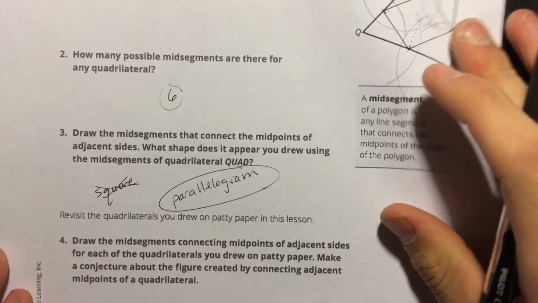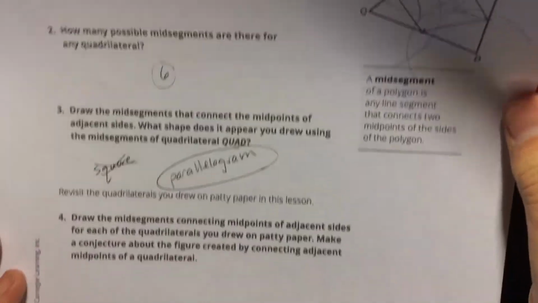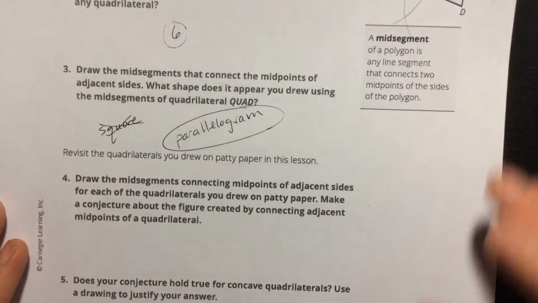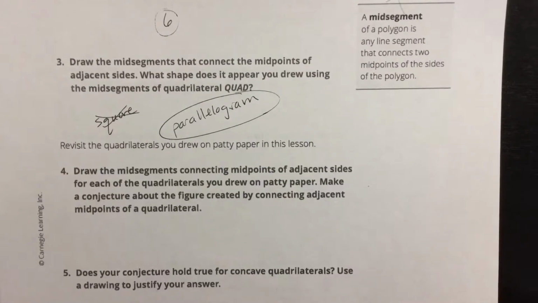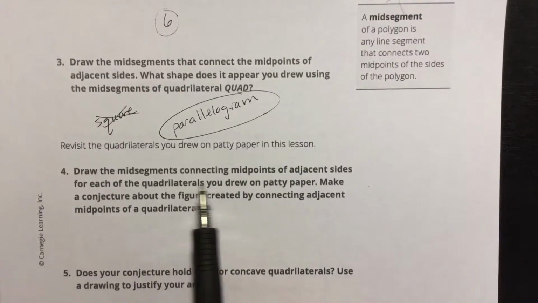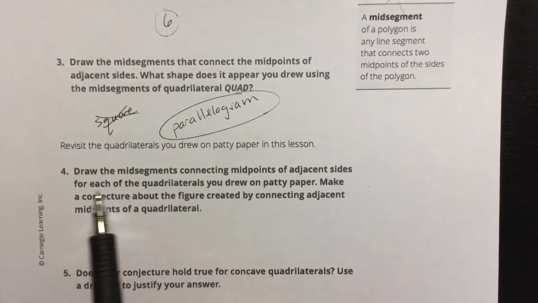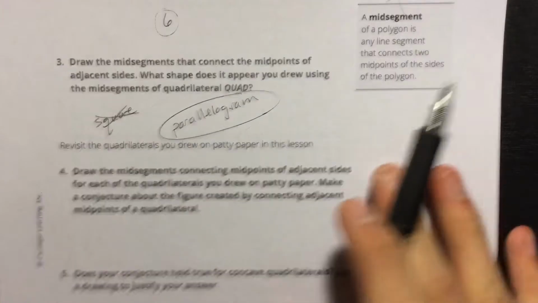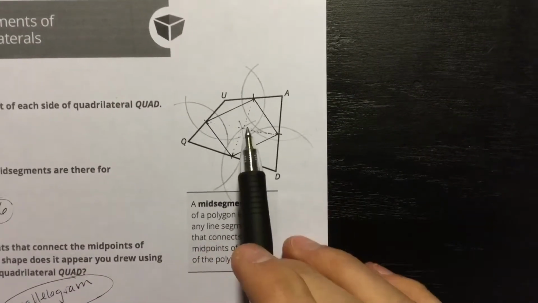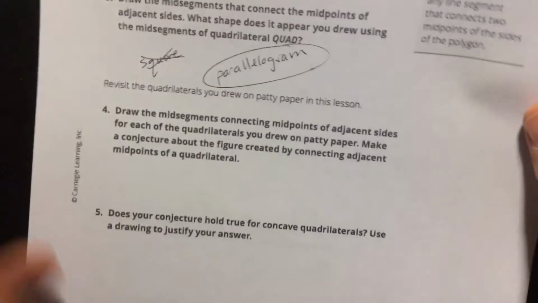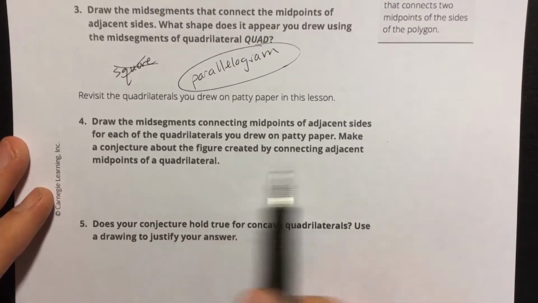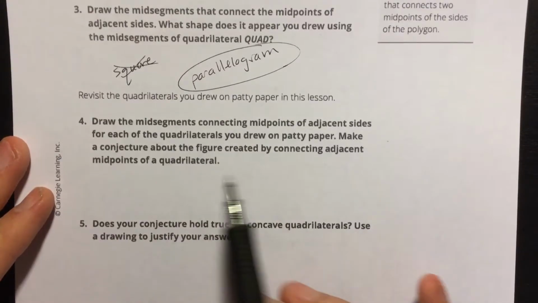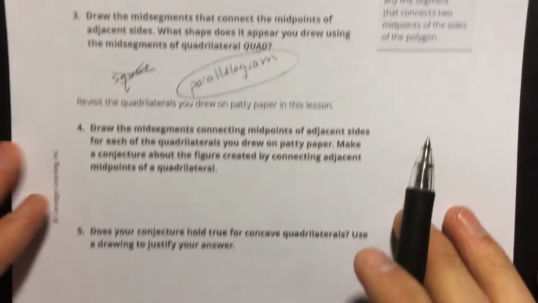Okay, so now it says revisit the quadrilaterals you drew on patty paper in this lesson. Unfortunately, I've already recycled them, so I'm just going to give a quick talk about this. Number 4 says draw the mid-segments connecting midpoints of adjacent sides for each of the quadrilaterals you drew on patty paper. Basically, do the exact same thing we did here, only for all of the constructions we did on patty paper. It says, make a conjecture about the figure created by connecting adjacent midpoints of a quadrilateral. So now we're making a conjecture about what shape is made by doing that.